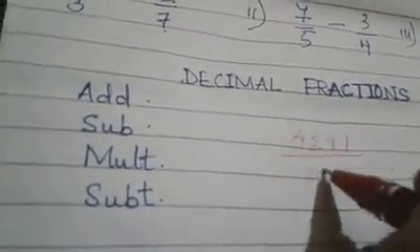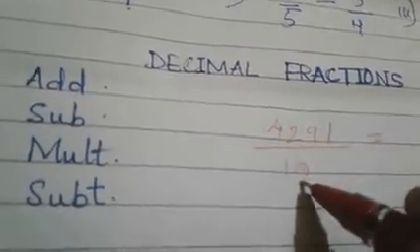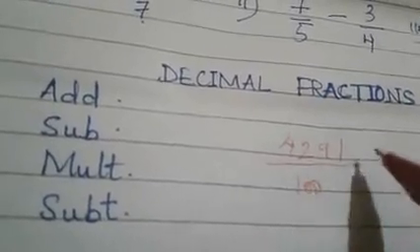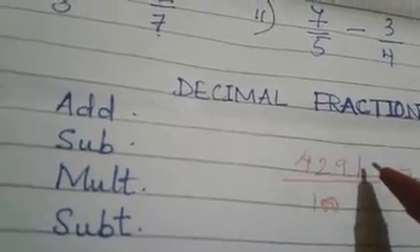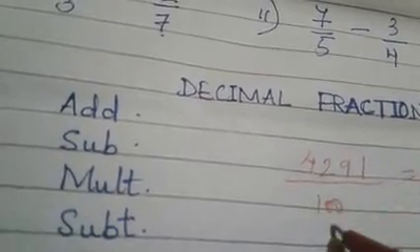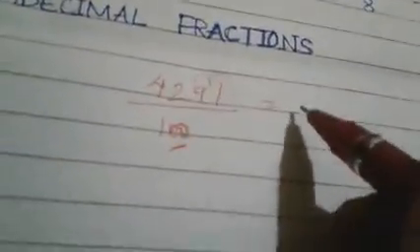4291 divided by 100. Since I'm dividing by 100, the point is already here, and it has to be moved 2 digits from here. Why? Because there are 2 zeros. So here 1 and 2. So my final answer will be 42.91.